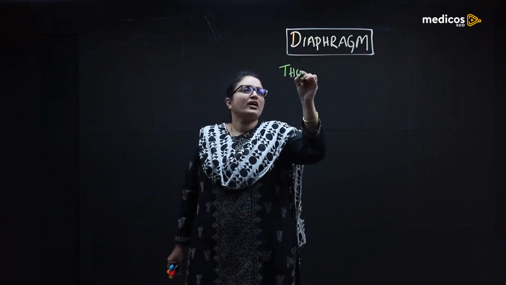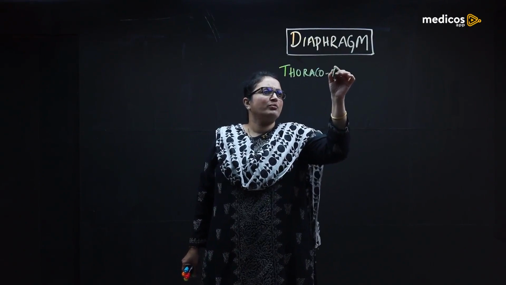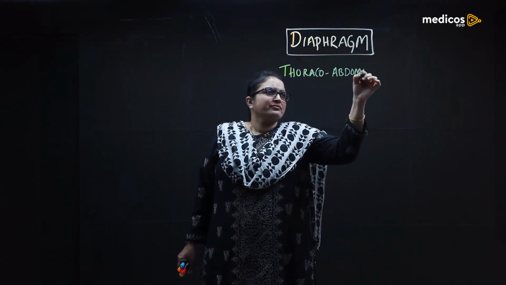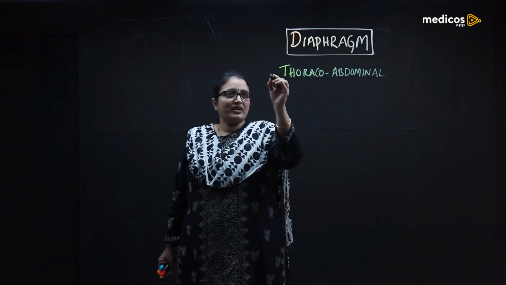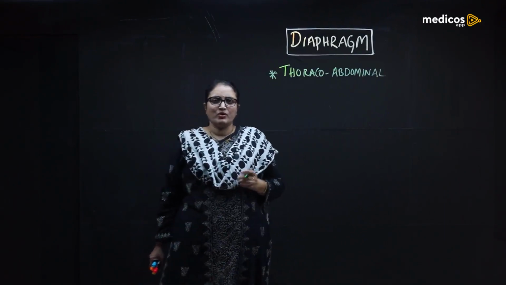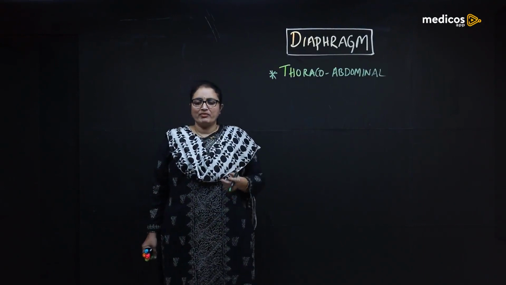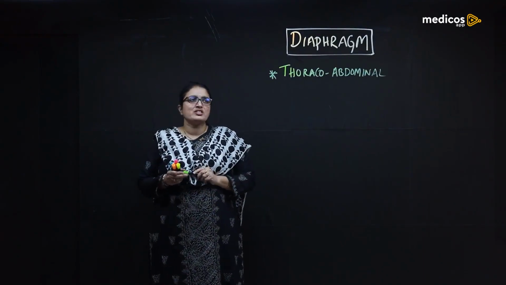But the most important, which separates your thoracic cavity from your abdominal cavity, is your thoraco-abdominal diaphragm. In order to demarcate it, please remember, don't just say diaphragm. When you are explaining the diaphragm which is separating the thoracic cavity from the abdominal cavity, please mention it as thoraco-abdominal diaphragm, since you have other types of diaphragms also. You have the diaphragma oris or the oral diaphragm, then the pelvic diaphragm in your pelvis. So please mention this as thoraco-abdominal diaphragm.